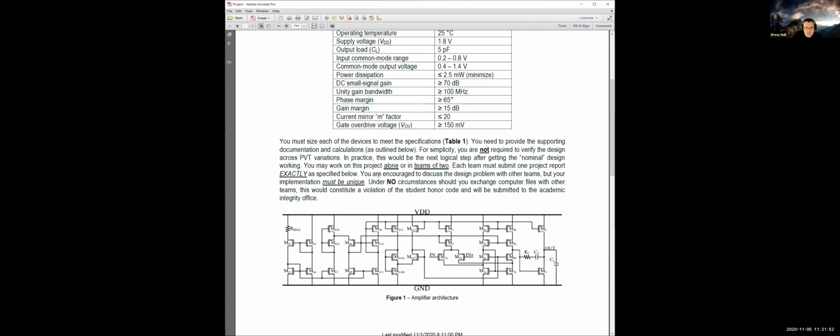You can talk about the design with other teams, but your design must be unique. Again, this comes back to the fact that there are 20+ transistors in the circuit, each of them having 3 design variables. There's going to be a very large design space. Nobody is going to have the same design. And under no circumstances should you exchange your design or give your design files to another team.